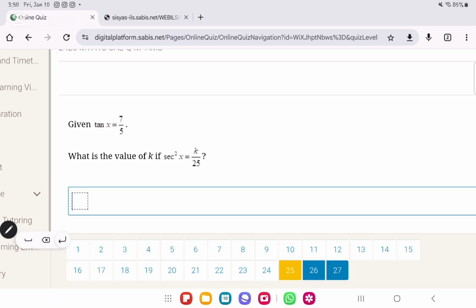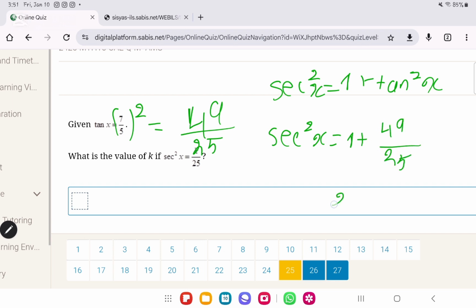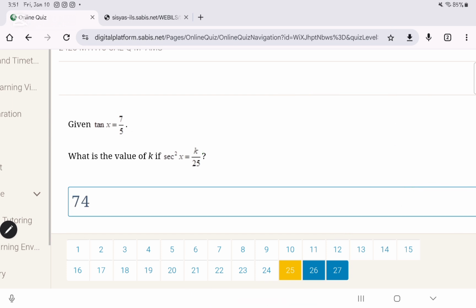Moving on to question number 25. Here we know that secant squared x is equal to 1 plus tangent squared x. We are given tangent x, so we just need to square it, and that is going to give us 49 over 25. So secant squared x is equal to 1 plus 49 over 25. So 25 over 25 plus 49 over 25 will give us 74 over 25. So the value of k in this case is 74.